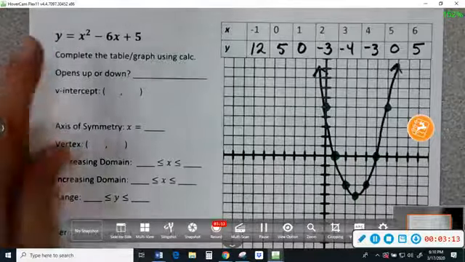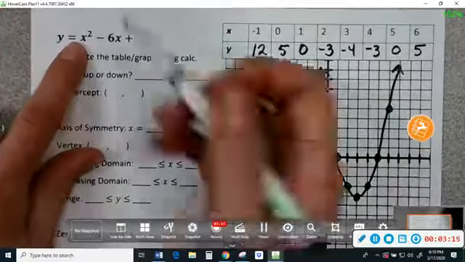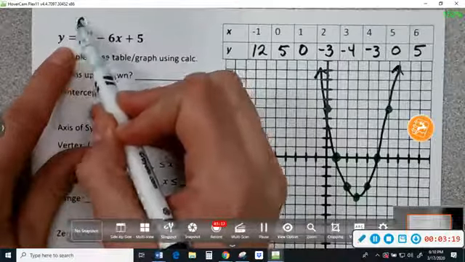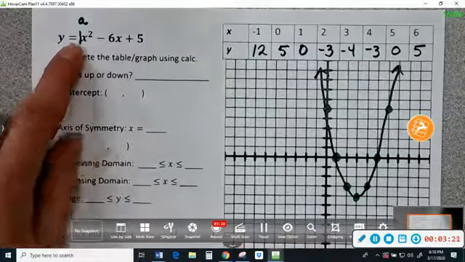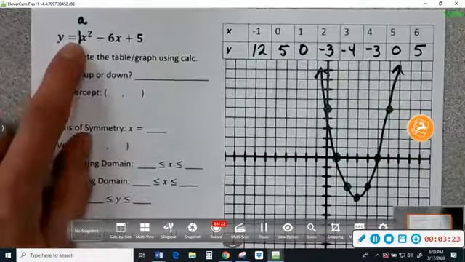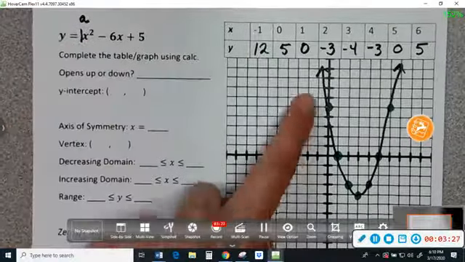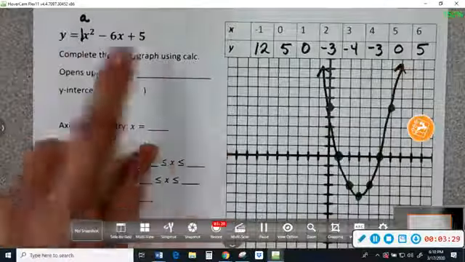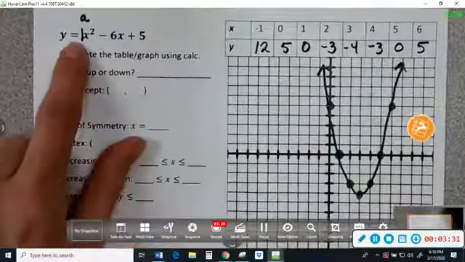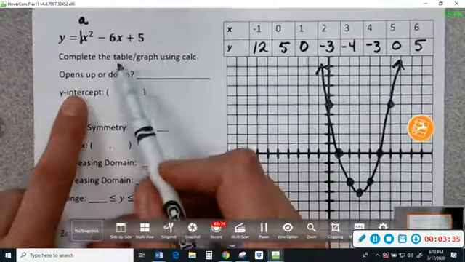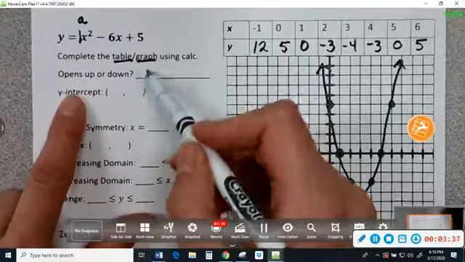You can also tell that in the equation. If you look at this value right here, there's a 1 here. This is known as the A value. If your A value is 1, or if your A value is a positive, I should say, it will open up in a smile. If your A value is a negative number, it's going to open down in a frown. But it's very obvious from the table and the graph that this opens up.